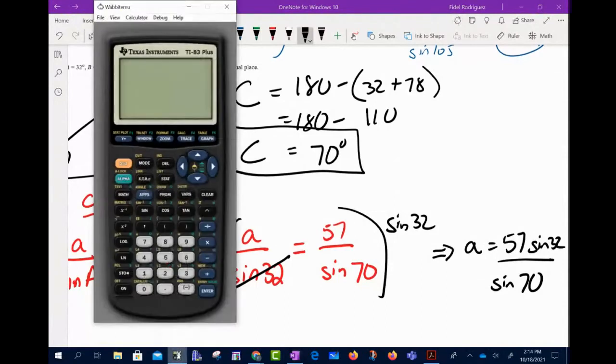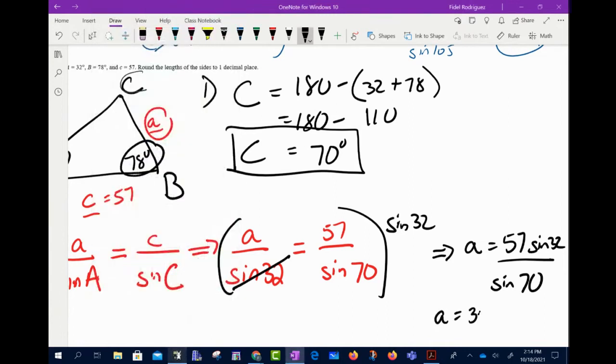I'm going to use my calculator. So I'm going to pull my calculator up right here. Again, I'm in degree mode. I already checked it. John, I know you said you were just coming in, but if I go to mode, you can see I'm in degree mode. So we're good there. All right. So let's go 57 sine of 32 degrees divided by the sine of 70 degrees, equals, and again, we're still rounding to 1 decimal place. So I'm going to say a equals 32.1. Okay, so a equals 32.1.